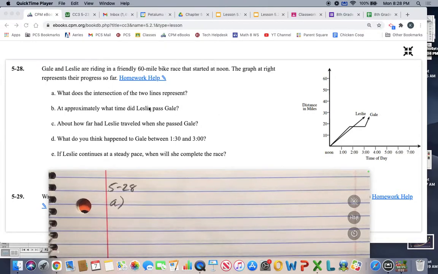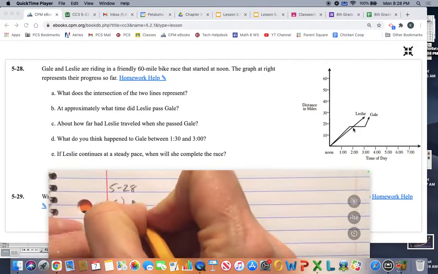Okay, so let's go ahead and see if we can answer some of these questions. What does the intersection of the two lines represent? Okay, so that's the intersection of Leslie and Gail. So it looks like first of all, Gail was ahead of Leslie. She was going faster than Leslie. But then Gail stopped, and so while she was stopped, Leslie actually passed her. So this intersection represents the place where Leslie passed Gail in mileage.